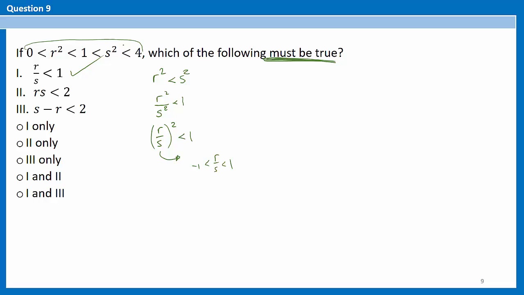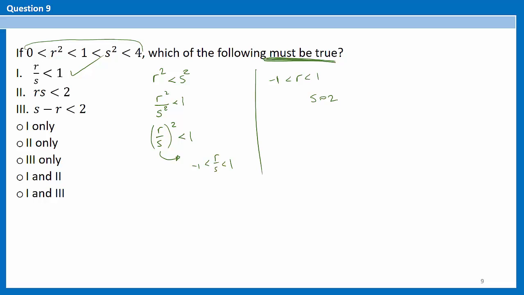Option 2 says that r times s is less than 2. Now, is that true? I know that r squared is less than 1, so r must be between -1 and 1, but it's not 0. And s squared is less than 4. Okay, now if I go to an extreme, let's say s squared is nearly equal to 4, s could be very, very close to 2.